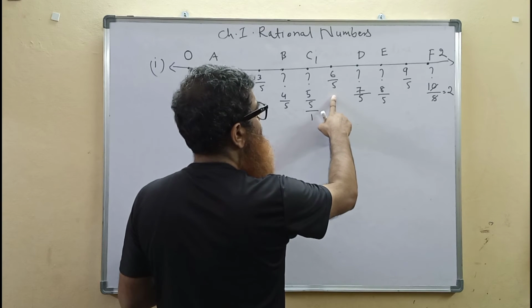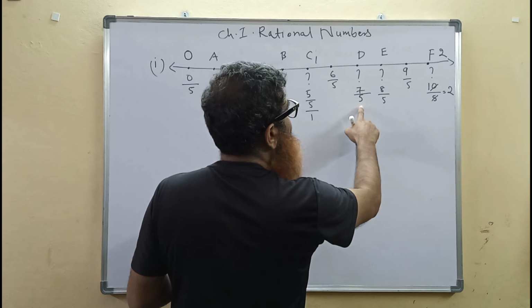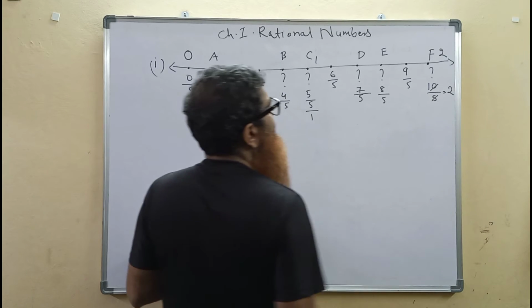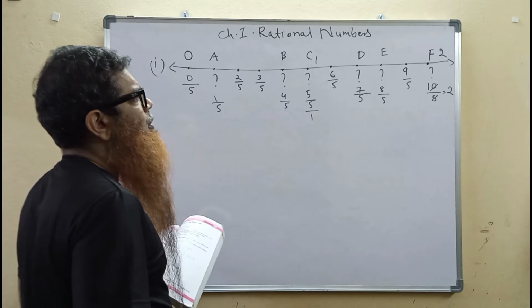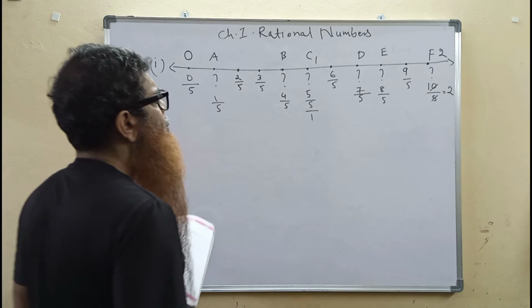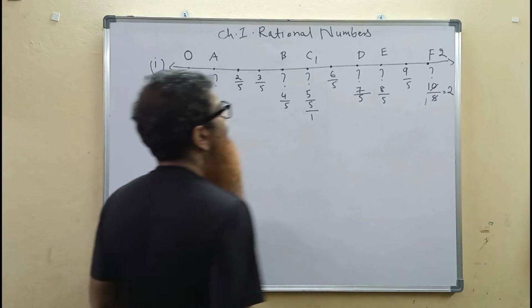Then 6 by 5 is given. The next two numbers are in the order 7 by 5 and 8 by 5. 9 by 5 is given. F should be 10 by 5. That is nothing but 2. 10 by 5 is 2, since 5 ones are 5, 5 twos are 10. So we have 2 there.